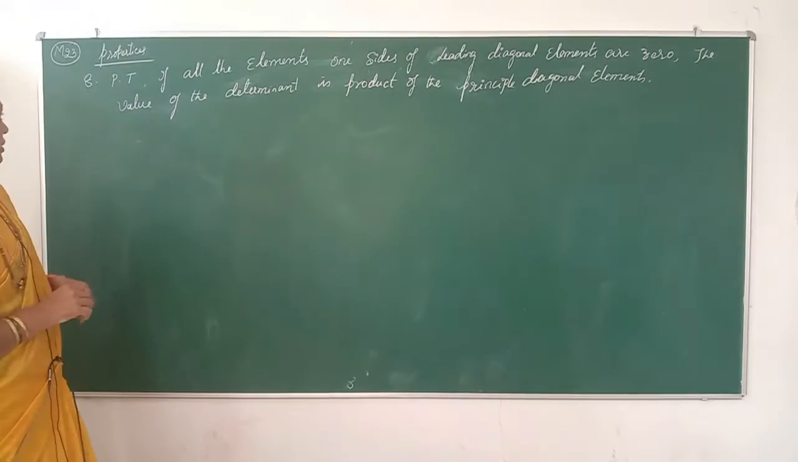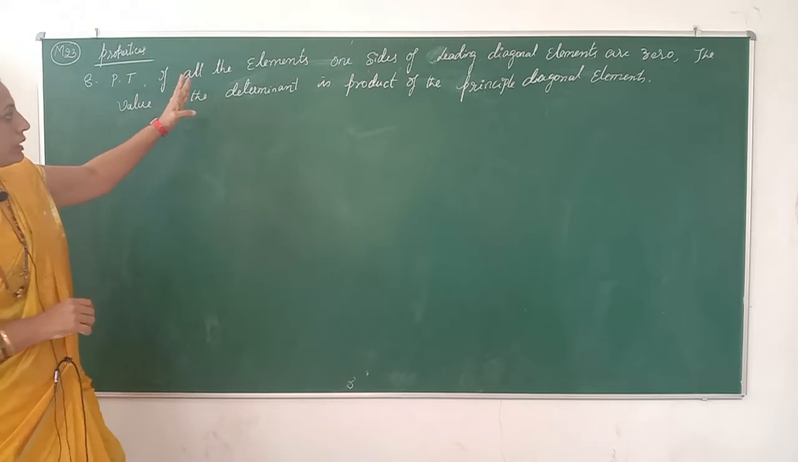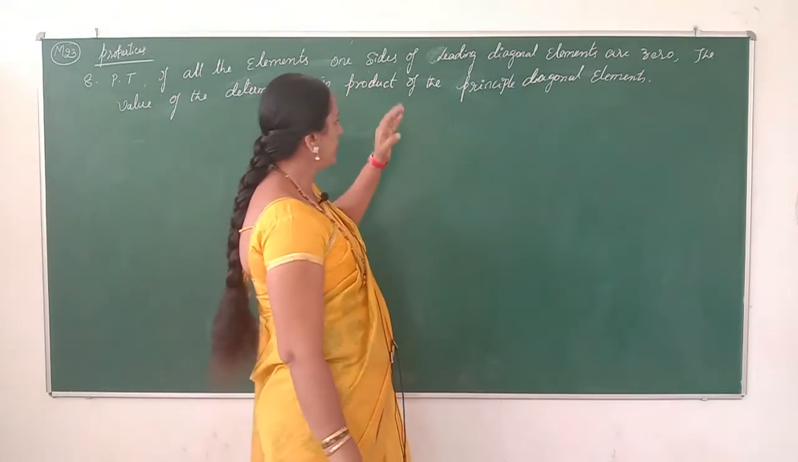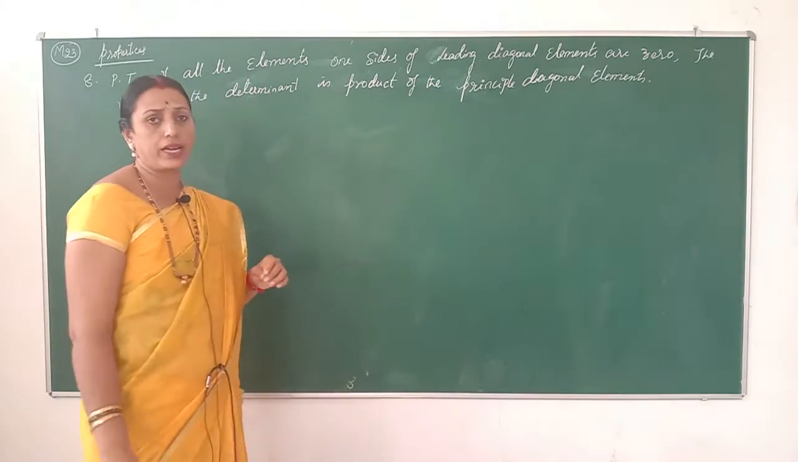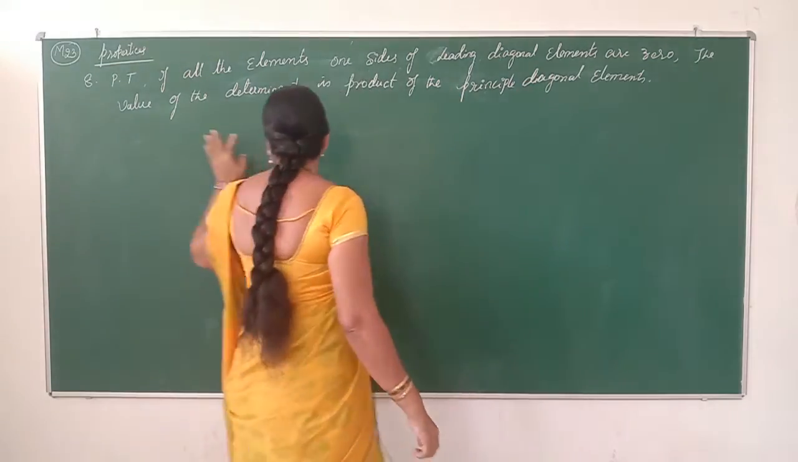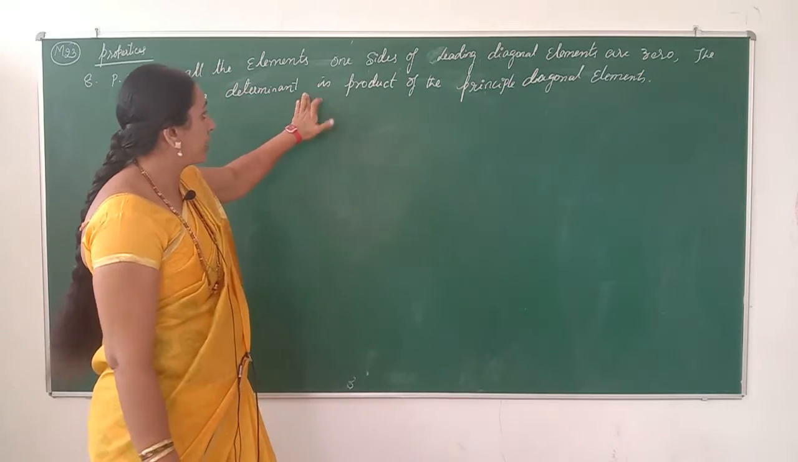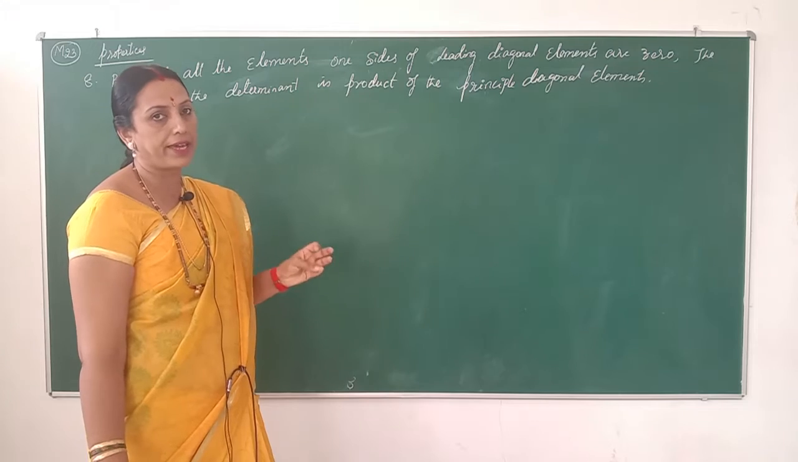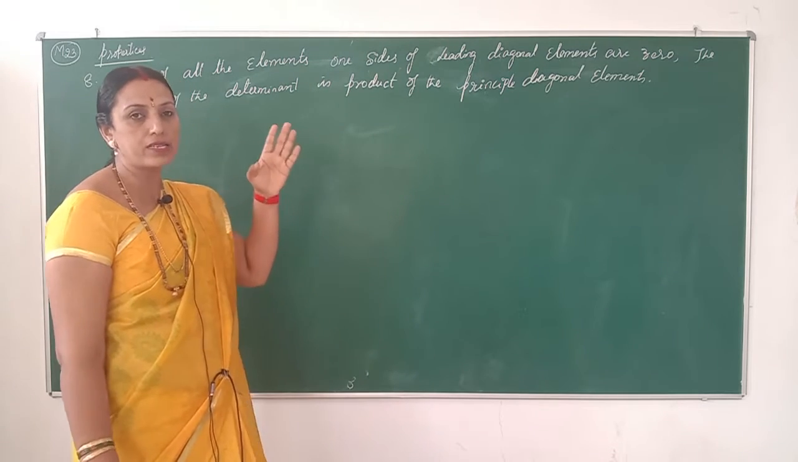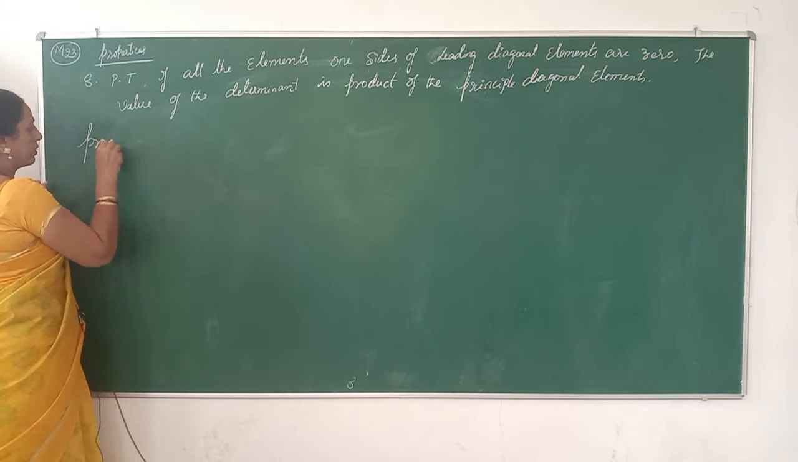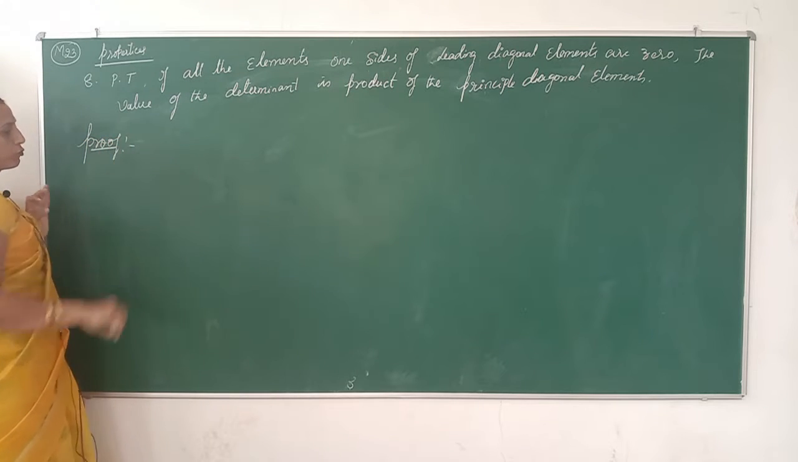So, next one, prove that if all the elements on one side of the leading diagonal elements are 0, the value of the determinant is the product of the principal diagonal elements. Now, leading diagonals are also called principal diagonal elements, or just diagonal elements. Now, the proof is, it is one of the most important properties for your problems.